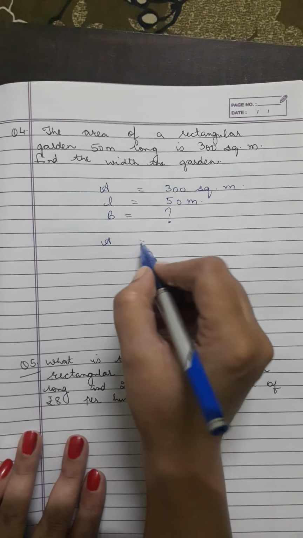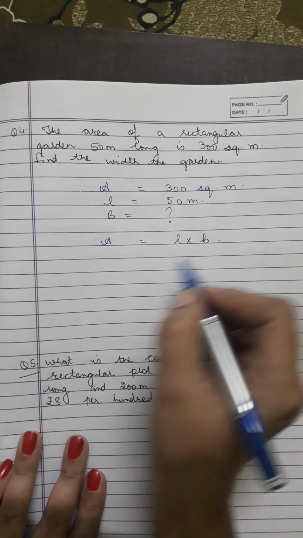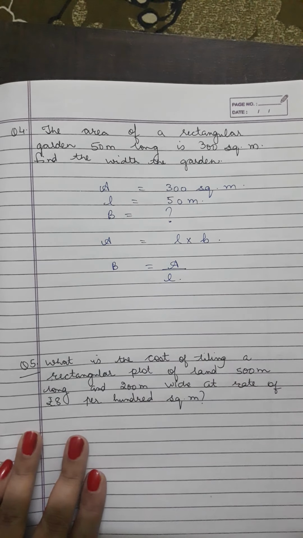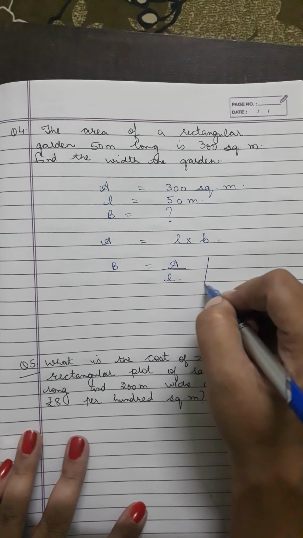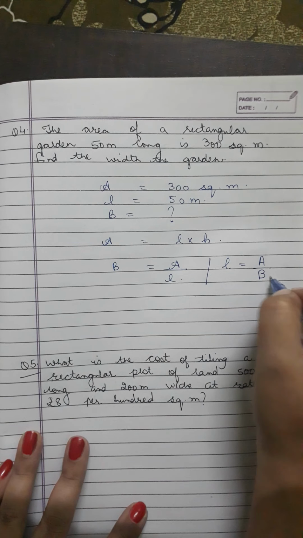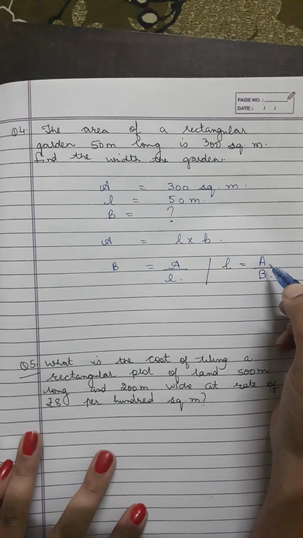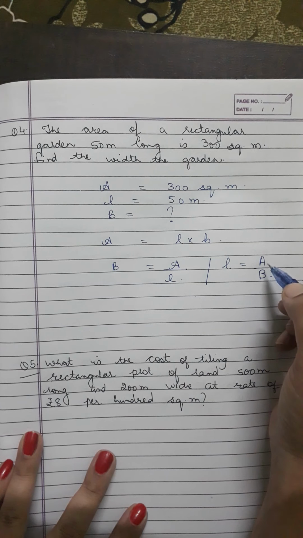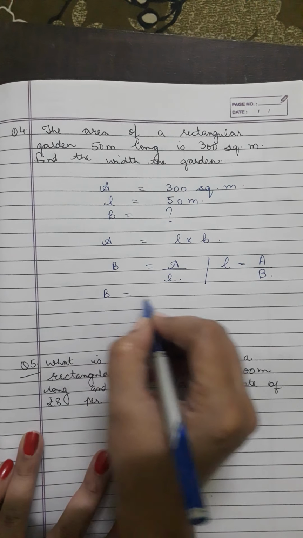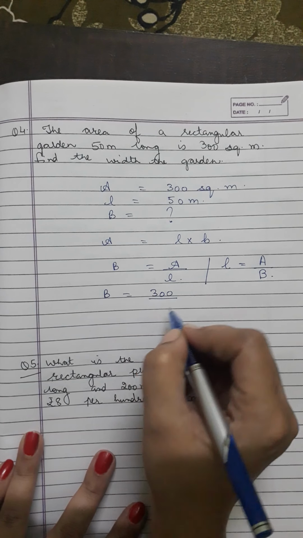So area we know is length multiplied by breadth, but when we have to find the breadth, it will be area divided by length. Similarly, if we have to find the length, it will be area divided by the breadth. Area will always be on the top because area is a greater quantity. Now we have to find the breadth. It will be 300 divided by 50.